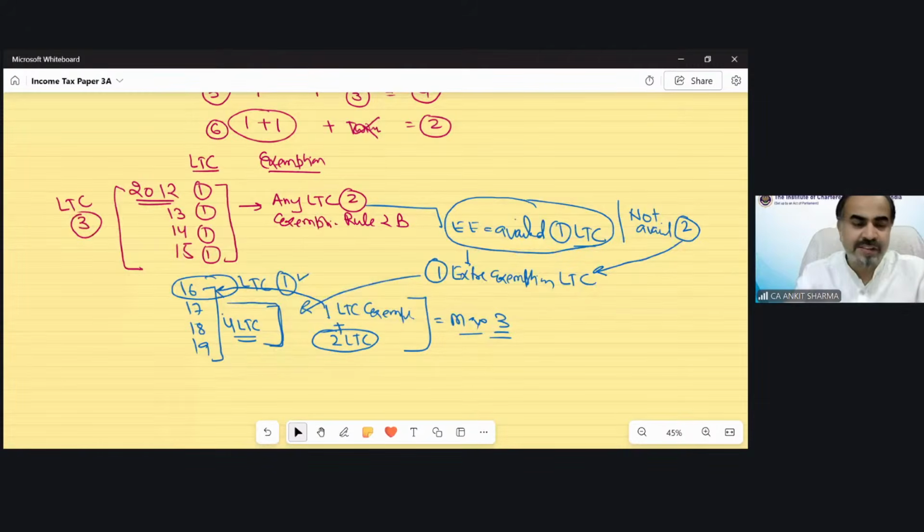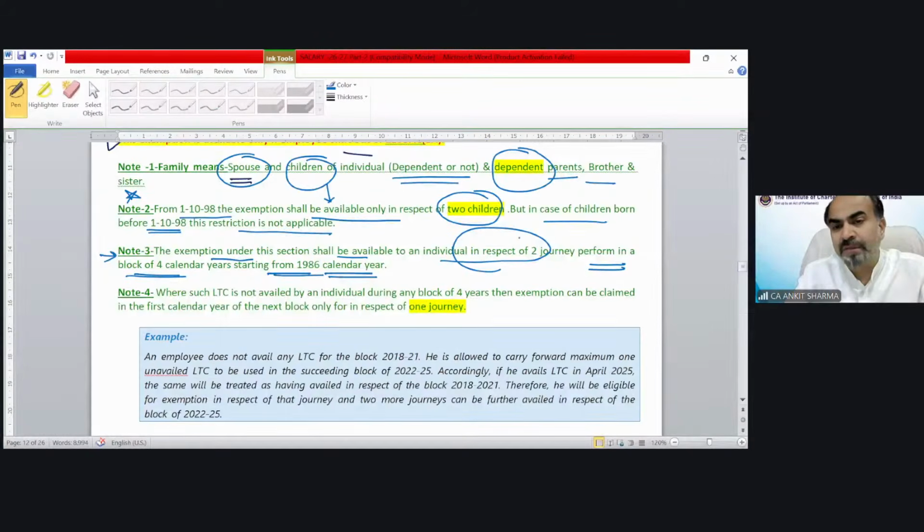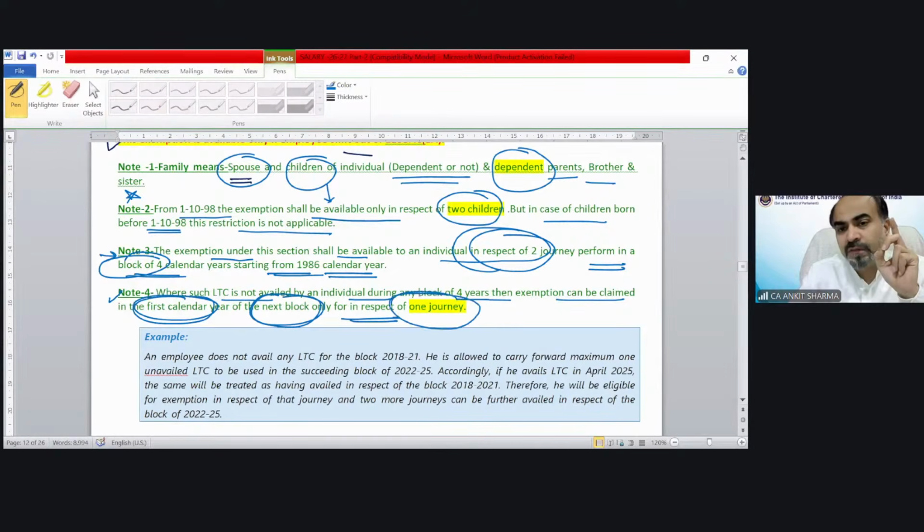Look. The exemption under this section shall be available to an individual in respect of 2 journeys performed in a block of 4 calendar years. Note number 4. Where such LTC is not availed by an individual during any block of 4 years, then exemption can be claimed in the first calendar year of the next block and only in respect of 1 journey. So there are 3 important terms in note number 4. If you have any spare exemption of LTC, you can carry it forward and you have to use that in the first calendar year of the next block and only in respect of 1 journey.